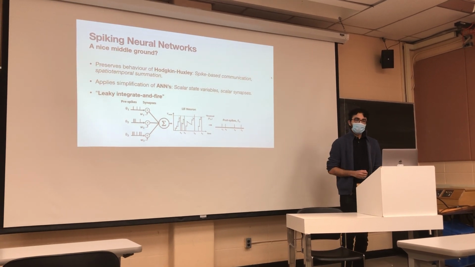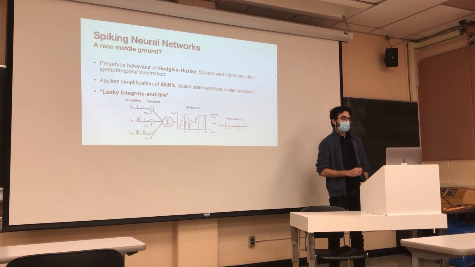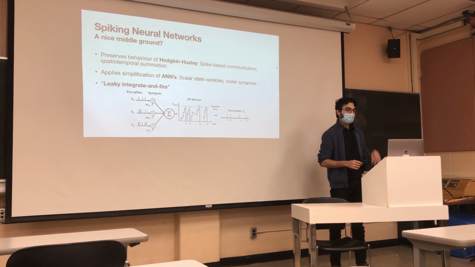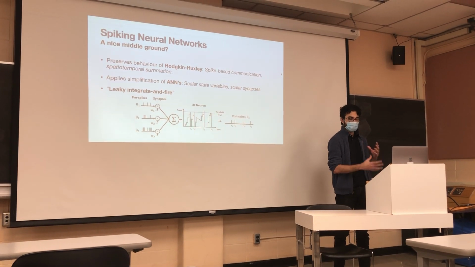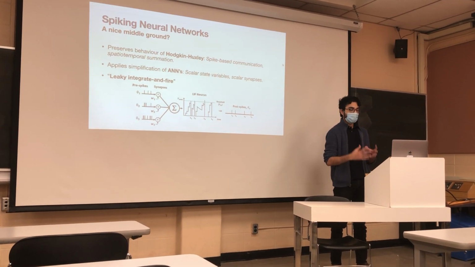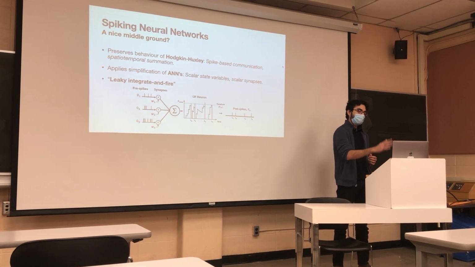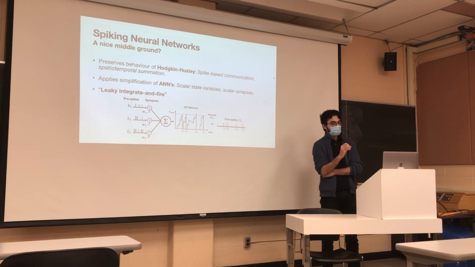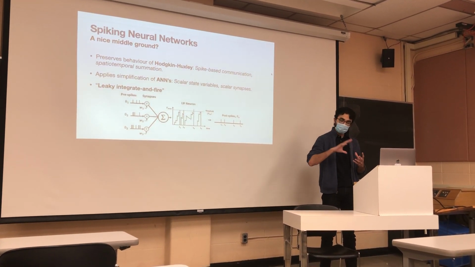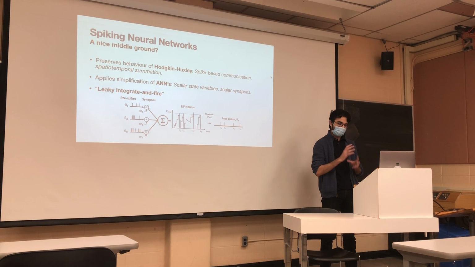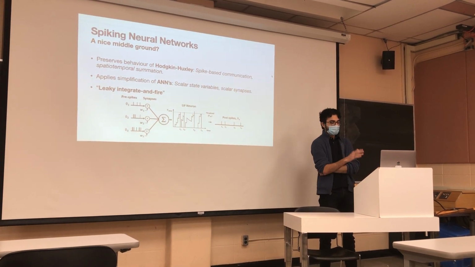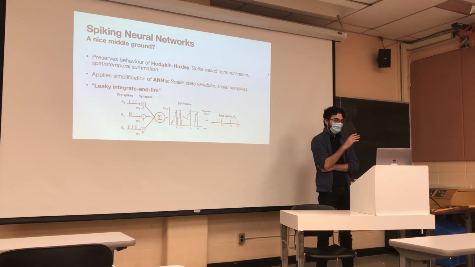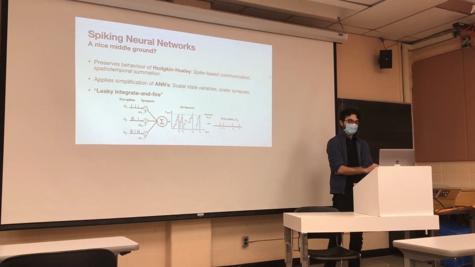So these spiking neural networks, meanwhile, are kind of a nice middle ground. They maintain some of the behaviors from the Hodgkin-Huxley, very realistic models, in the sense that they communicate by spikes that are time-bound, and they also have this spatio-temporal summation property. But they also apply some of the simplifications of artificial neural networks, namely that all of the state variables are now scalars instead of being defined at every point on the cell membrane topology, and the synapse weights, the connectivities between neurons, are also scalars in this model, rather than being many segmented things to integrate an equation over.